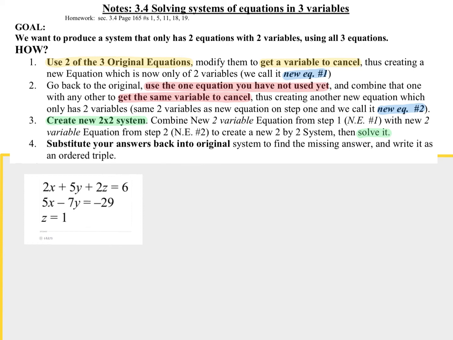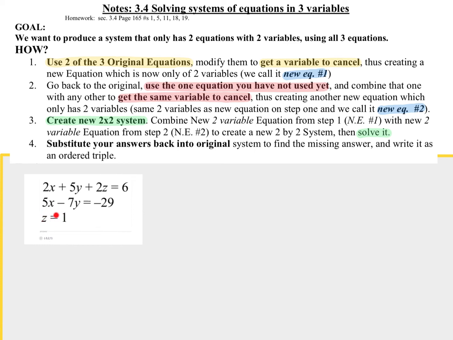So on this one, I don't want you to always go to the steps and try to forcefully do the steps. You got to understand why we're using these steps. Like, what's the purpose of picking two equations and getting a variable to cancel, create a new equation 1? What's the purpose of going back to the one you haven't used and get the same variable to cancel to get new equation 2? The purpose of that is to actually create a 2x2 system, because we know how to solve a 2x2 system.